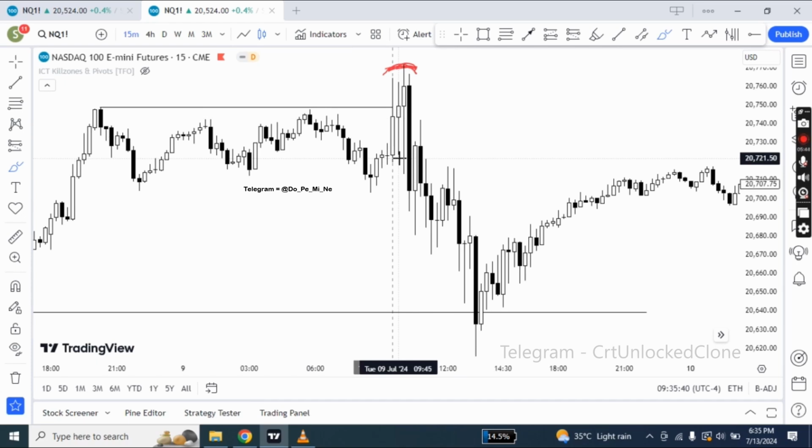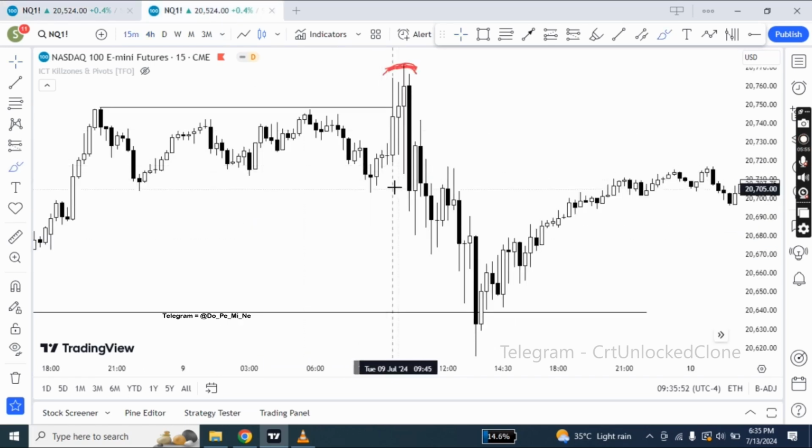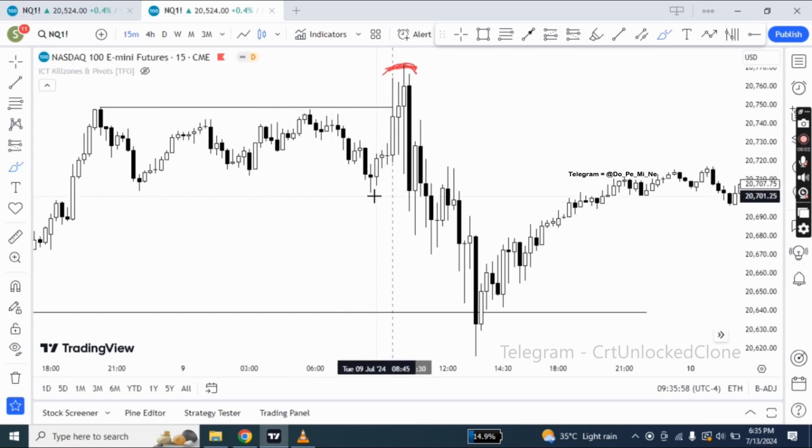So the main thought process on the higher time frame was that I was looking for this Monday's high to be taken and for it to be purged, and then price to retrace back to this key level right here at a key time, which was the New York and London close kill zone, right? Now going to the lower time frame on the 15-minute, the thought process was the same, but I was looking for a New York reversal, right?